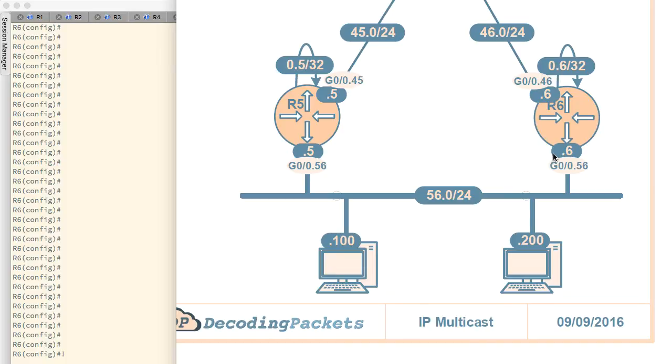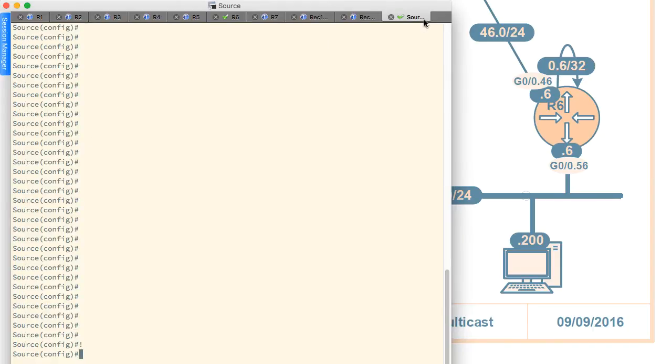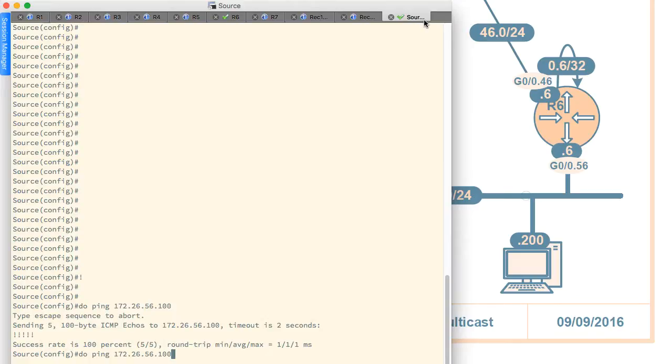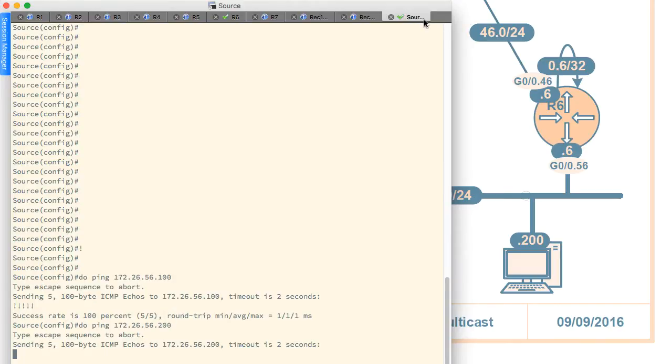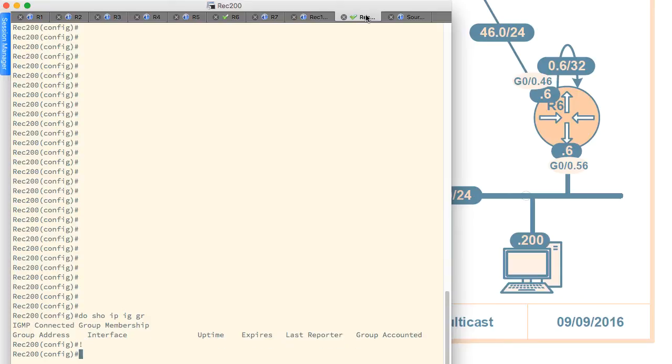So let's go ahead and ascertain a couple of things. One of the things I'm going to do is make sure my source can reach both Rec 100 and Rec 200. So I'll say do ping 172.26.56.100 to make sure that goes, and 200. And it looks like there may be some problem with 200 there. So let's go ahead and quickly figure that out. So Rec 200 is right here.